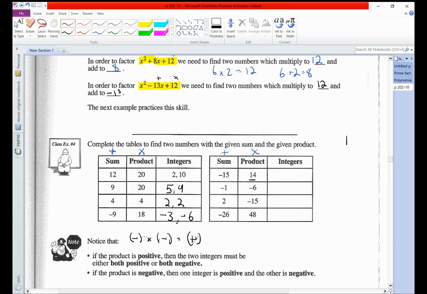What I like to do is make a little chart on the side. 14: 1 times 14, 2 times 7, and that's it, right? Now there's got to be some factor pair here that adds to negative 15. Doesn't seem to be working. But what if, because we know we have to multiply to positive 14, we had negative 1 multiplied by negative 14? Well, negative 1 plus negative 14 gets me to negative 15. So those are my integers right there: negative 1, negative 14.